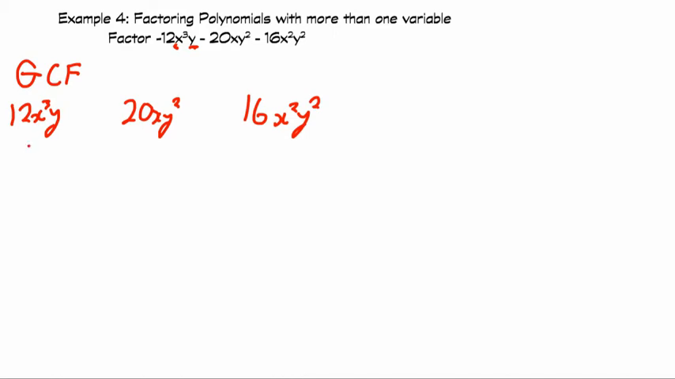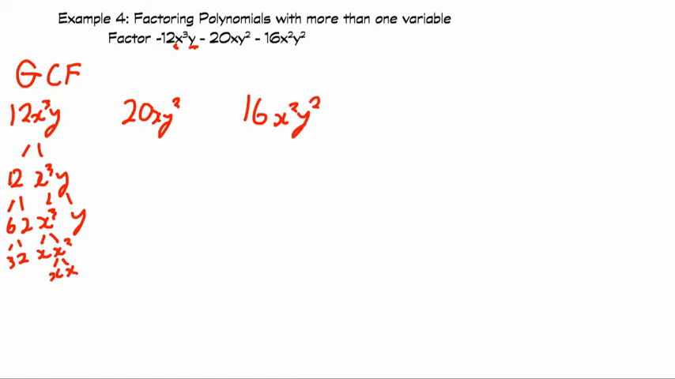So 12x cubed y gives us 12 times x cubed y. 12 becomes 6 times 2. 6 is 3 times 2. X cubed y gives us x cubed times y. X cubed is x times x squared, and x squared is x times x. So the prime factorization for this number is 2 times 2 times 3 times x times x times x times y.